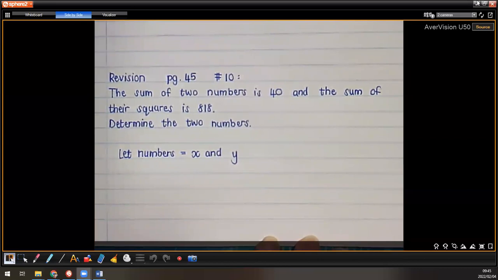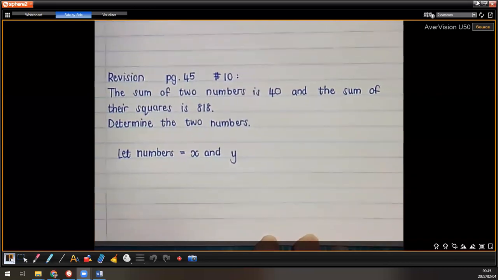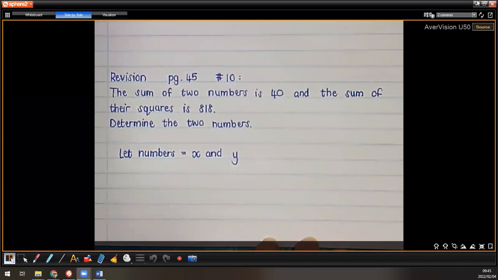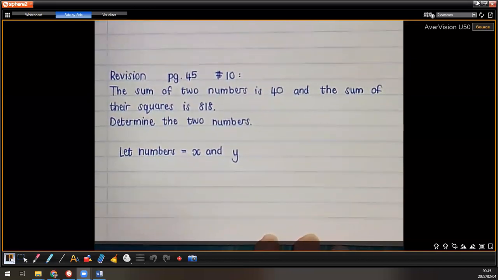Now guys, if they're saying the sum of two numbers, what is that? How do you get the sum of two numbers? By adding it, right? So the sum of two numbers is 40. That's going to be x plus y equals 40. Two numbers, you're summing them, you're adding them together, and that gives you 40.